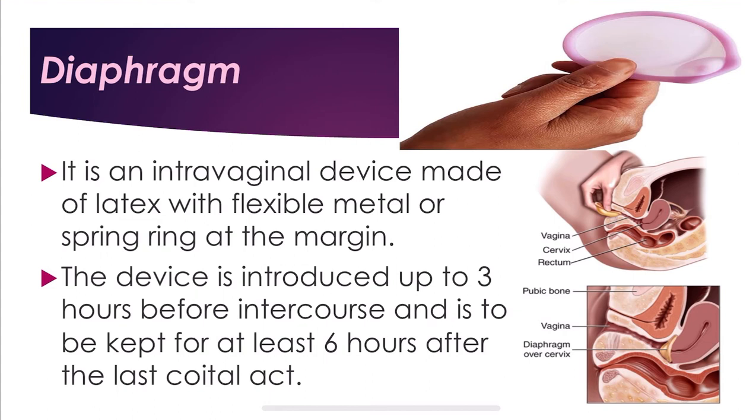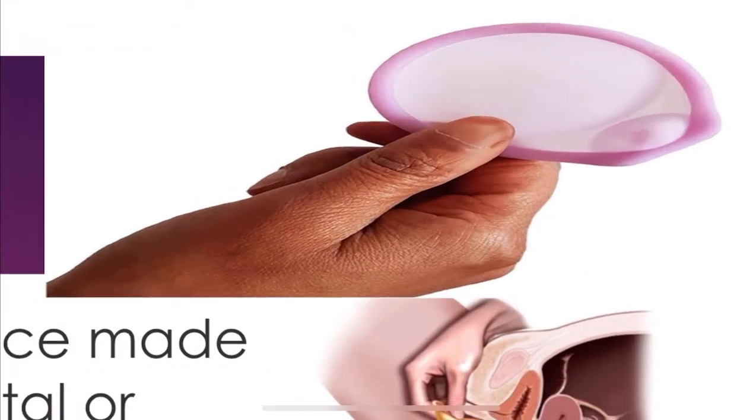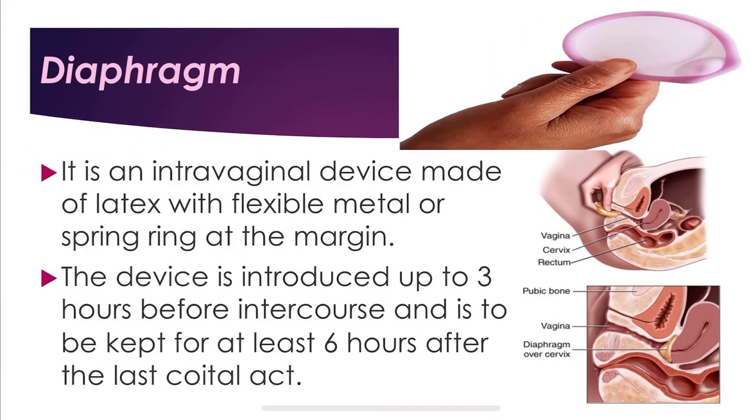Diaphragm. It is an intravaginal device made up of latex with a flexible metal or spring ring at the margin. You see guys, the picture here, it is an intravaginal device. It is made up of latex. It has a flexible metal ring or a spring ring. At the margin, you can see the margin contains a ring and it is flexible.